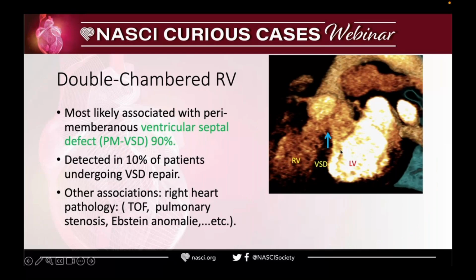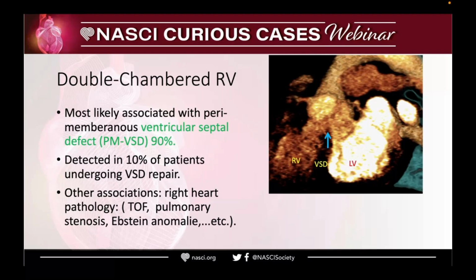So anytime they mention that this patient has a history of VSD, or 90% of those patients are associated with VSD, I double check if there are any abnormal muscular bands or any ring of tissue in the right ventricular outflow. It is detected in 10% of patients undergoing VSD repair and can be associated with other abnormalities. I think I saw it with tetralogy of Fallot patients or patients with mainly right-sided congenital heart pathology.